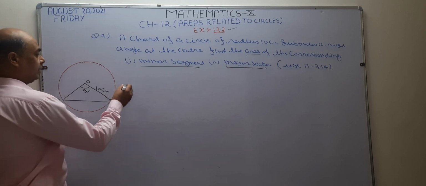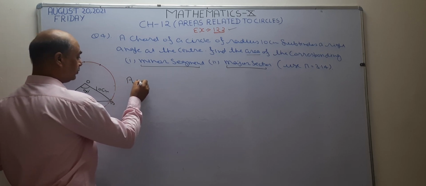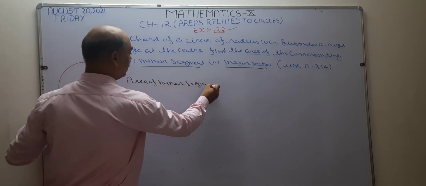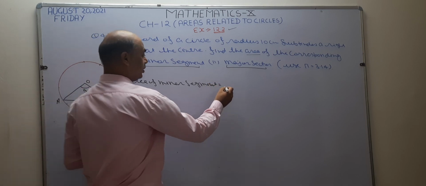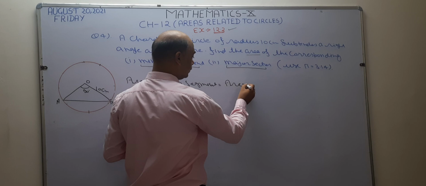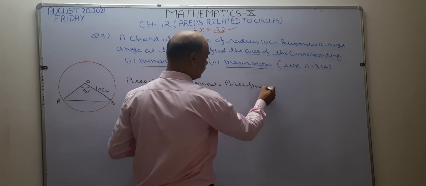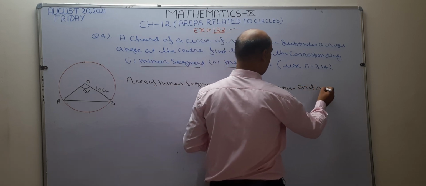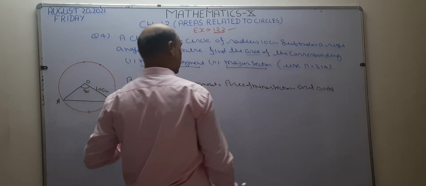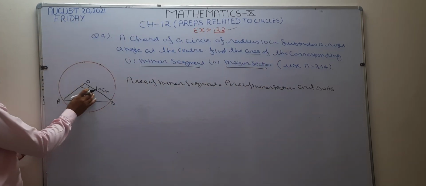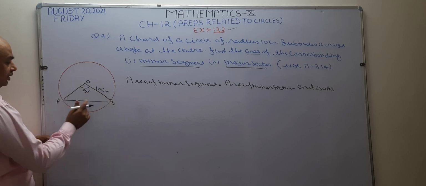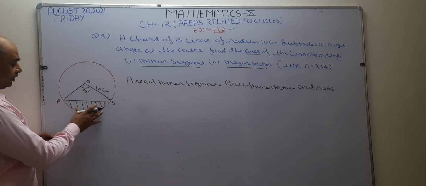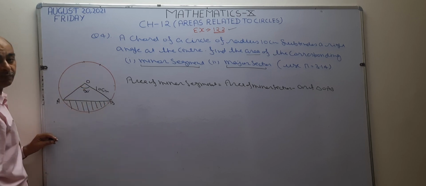Now I write here the area of minor segment. You know how you find the area of the minor segment? Area of minor sector minus area of triangle OAB. This one is the triangle. When I subtract this triangle from this complete sector, then this minor segment is going to come. This is your minor segment. So the area of the segment is area of sector minus area of the triangle, a simple formula.